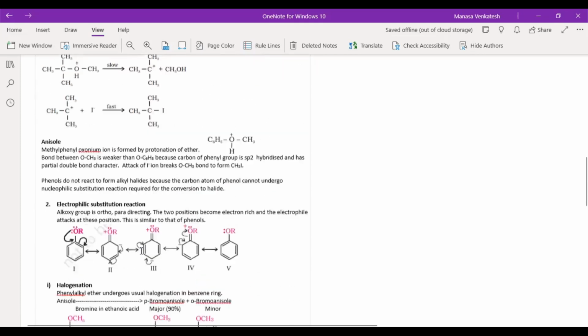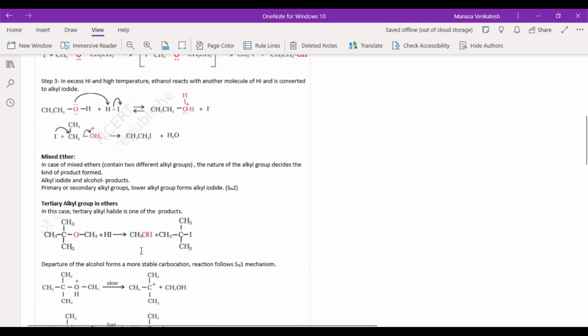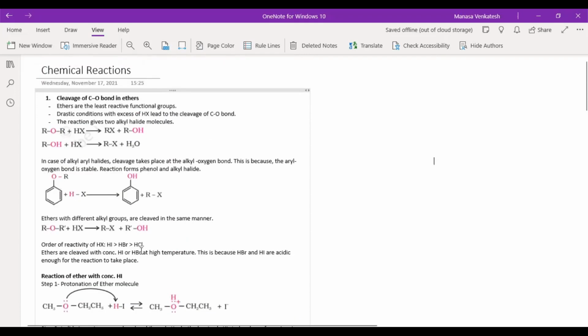With that, we're done with the chapter alcohols, phenols, and ethers. Let me just go over the reactions once more. You have the cleavage of C-O bonds in ethers. This leads to the formation of an alkyl halide. They require very drastic conditions. In case of an alkyl aryl ether, you have the cleavage of the O-R bond taking place to give us a phenol and an alkyl halide.